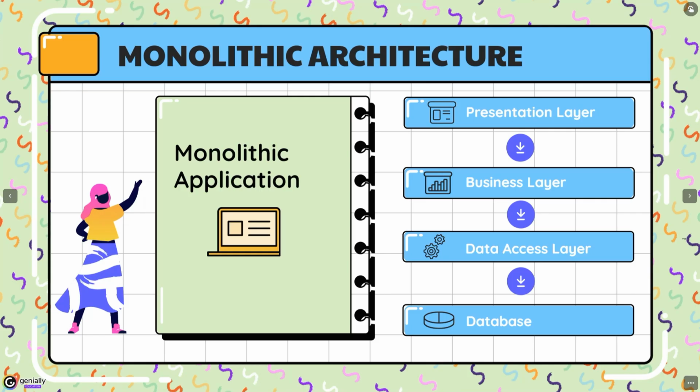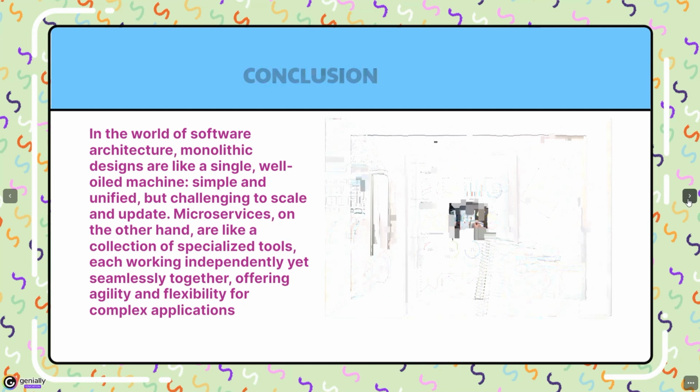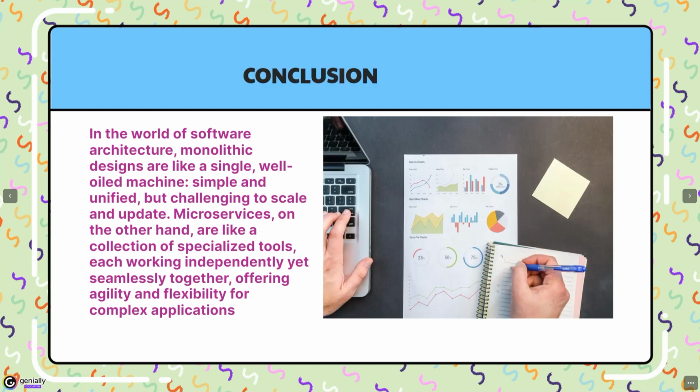Together, these layers form a cohesive unit where each part plays a critical role in keeping the application running efficiently and effectively. As a conclusion, in the world of software architecture, monolithic designs are like a single, well oiled machine, simple and unified, but challenging to scale and update.